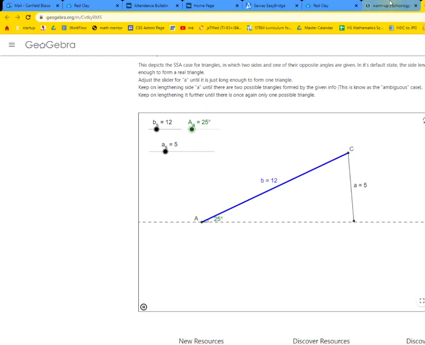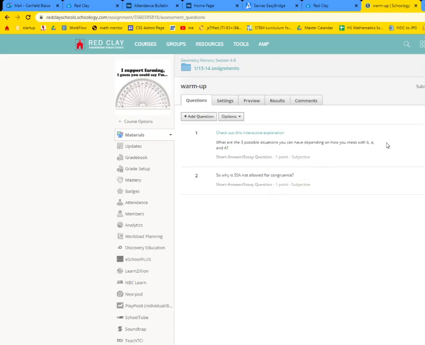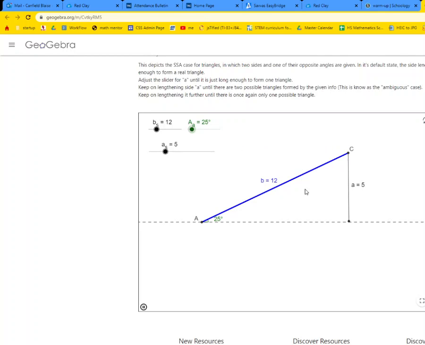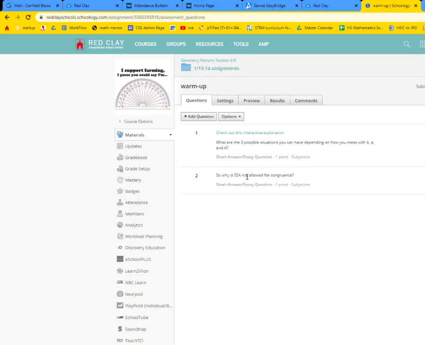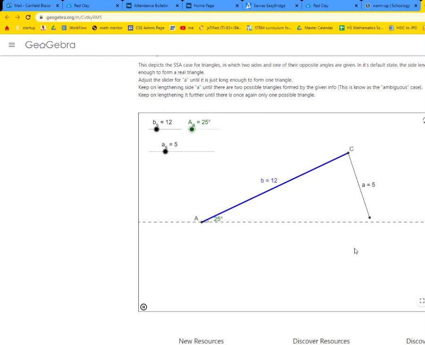So in here, what are the three possible situations? You could have one triangle, two triangles, or no triangles at all. Those are the three possibilities. And SSA is not allowed because we are not sure which of those three it is when that's locked in. So because of that, we say it's ambiguous. That word right there, ambiguous. So, all right. I hope that was helpful for your warm-up.